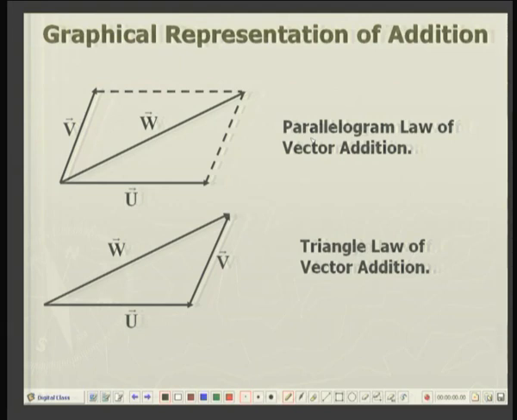Alternatively, the vector addition can be depicted. Here is vector u, magnitude wise and direction wise, and at the tip of vector u you draw the vector v, again direction wise and magnitude wise, and the third side to complete the triangle will give me the sum vector w. This is called the triangle law of vector addition. So analytically as well as graphically we can obtain the sum of two vectors.